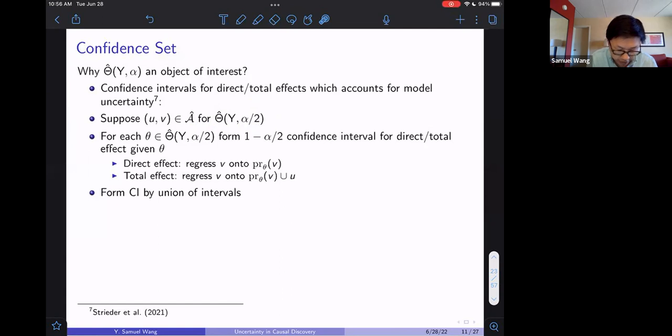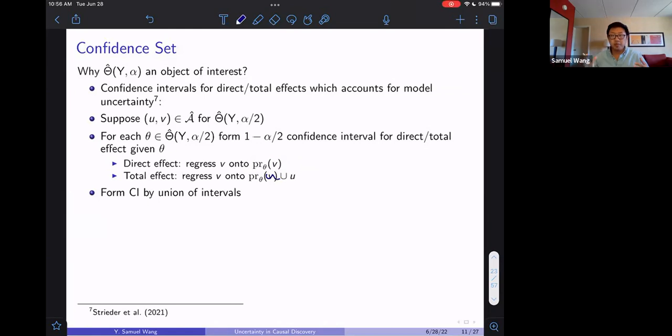Then for each theta in theta hat, so each ordering in my confidence set, I can form a 1 minus alpha over 2 confidence interval for either the direct or the total effect, given this specific theta. For the direct effect, perhaps you would regress V onto all the nodes that precede V, and this again should include U by assumption. For the total effect, I might regress V onto all the nodes that precede U, including U.